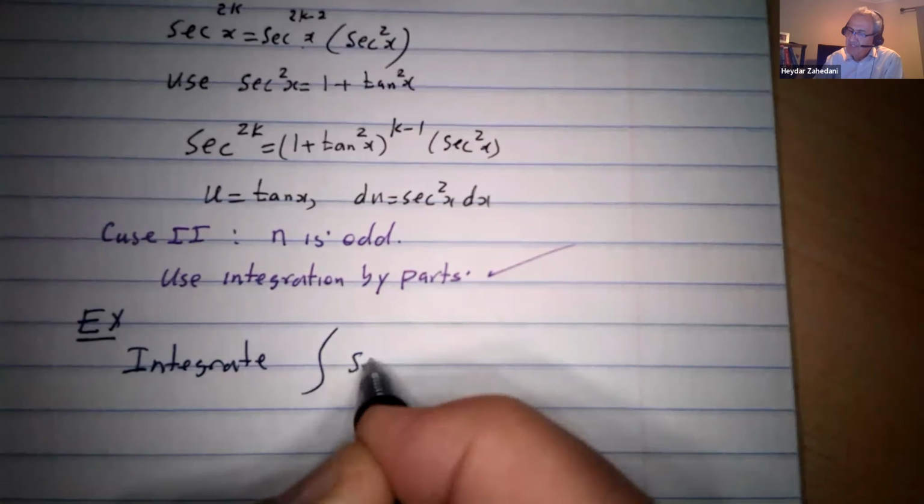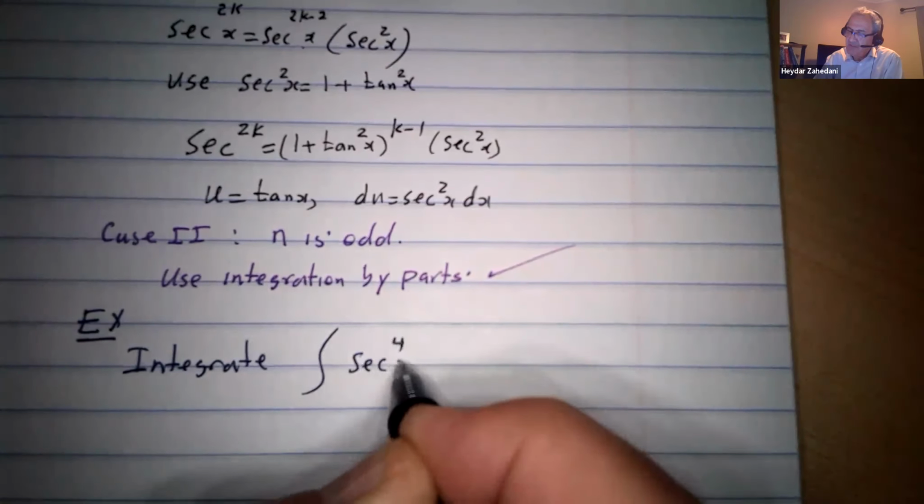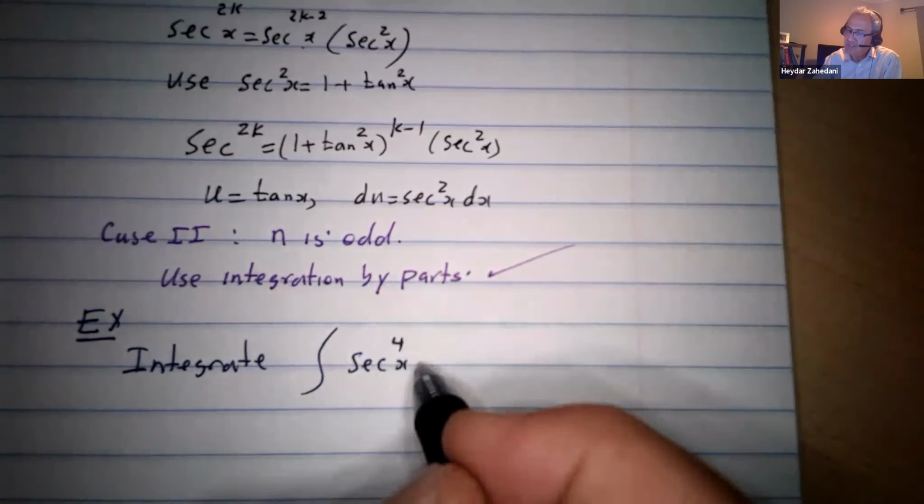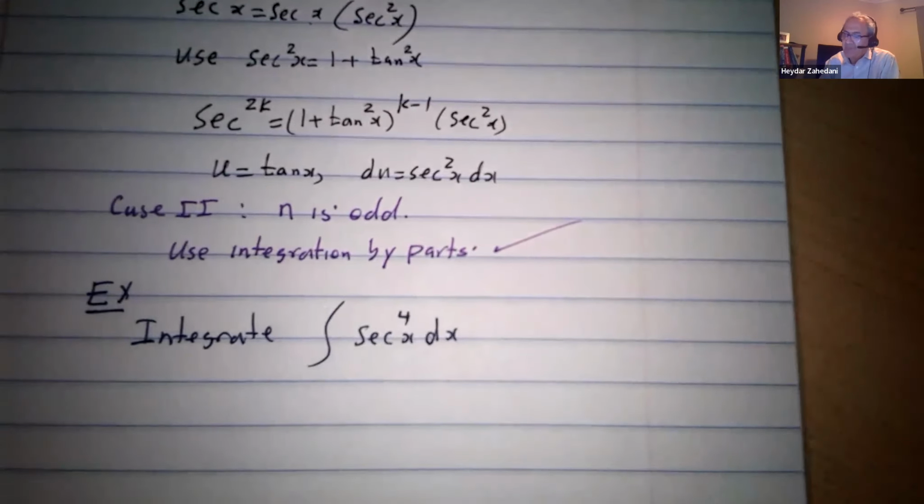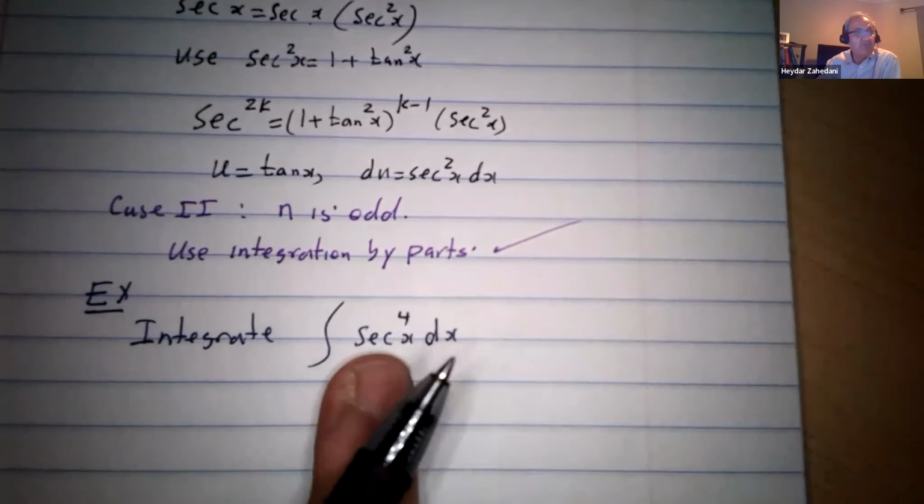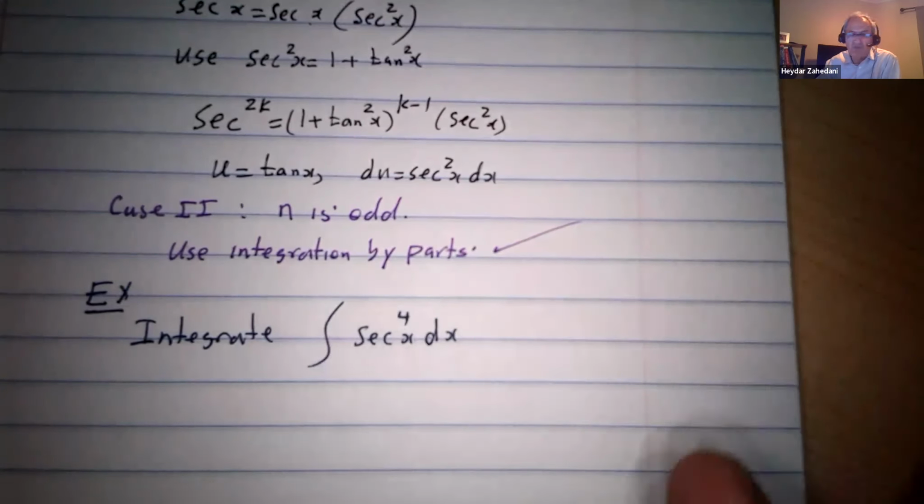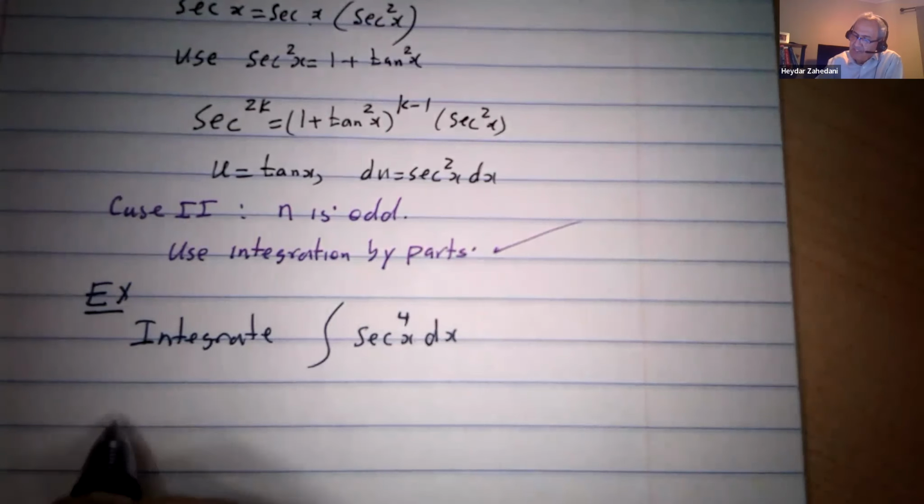We can go with the secant to the fourth. You can also go with the secant to the sixth. It's safe. You can use any power. When it's even, you have to pull out one secant square, change everything else to the tangent. So this is the way you are going to simplify it.